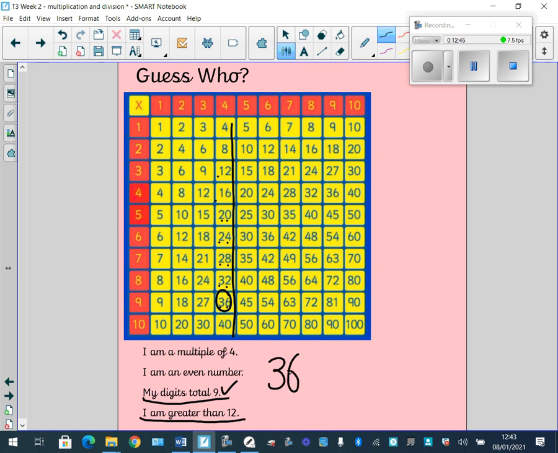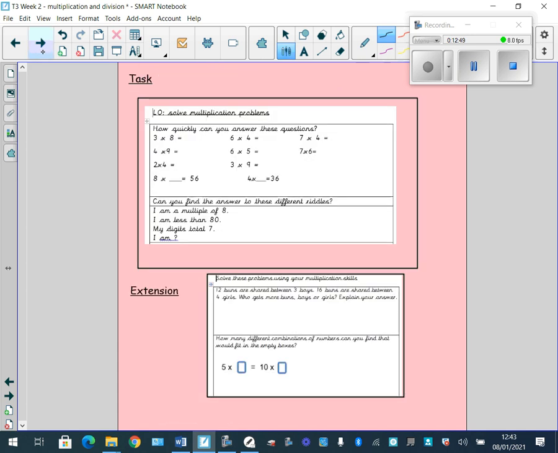Okay, now I'm going to introduce your task to you today, and there'll be 2 different sections. Your task is to use the multiplication grid and see if you can solve these questions. These 2 here are slightly more challenging. And then in the document, see if you can solve some of these riddles.